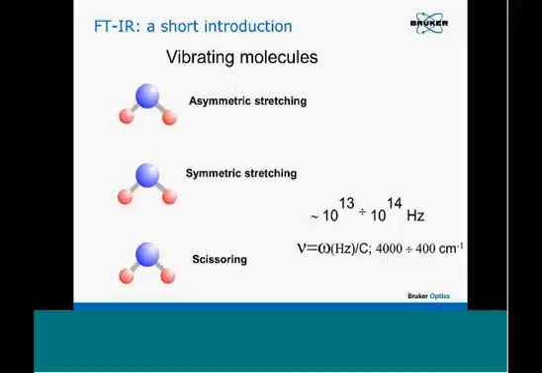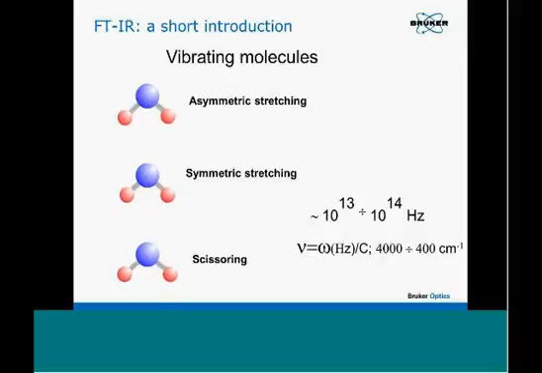If you look at typical vibration frequencies, they are on the order of 10 to the 14, 10 to the 13 hertz. In spectroscopy, we do not use hertz for vibrational frequency. We use so-called wave numbers, which is the frequency in hertz divided by the speed of light. So if you do the calculations, you will see that molecules vibrate at frequencies from about 4,000 to about 400 wave numbers.